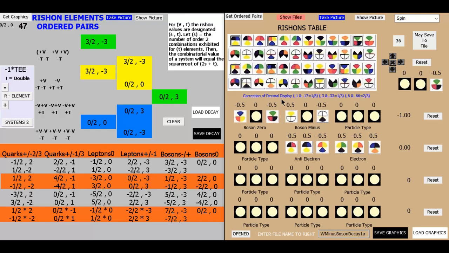The anti-V prime replaces this T rishon here. They both have the same color, yellow. So this yellow V, anti-V prime, replaces this T rishon.